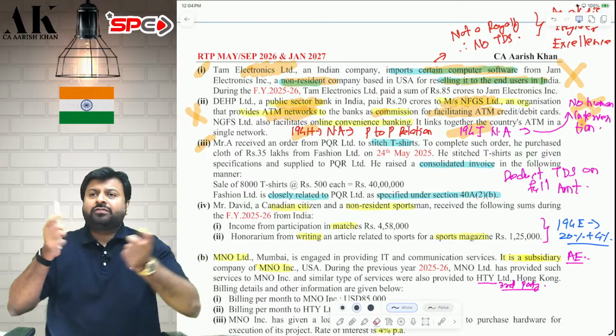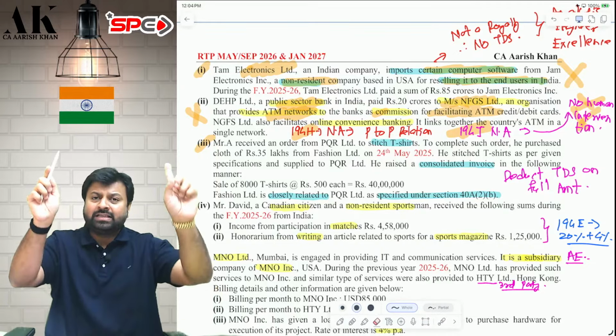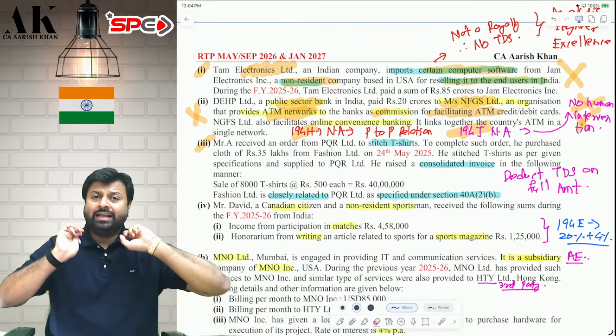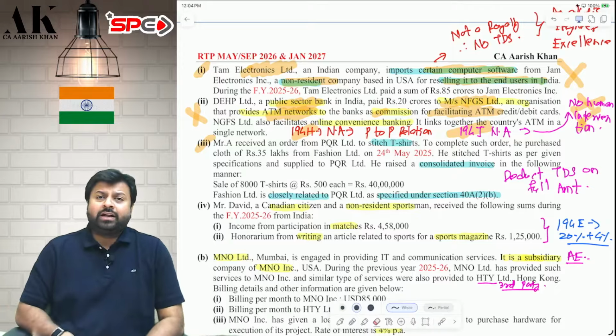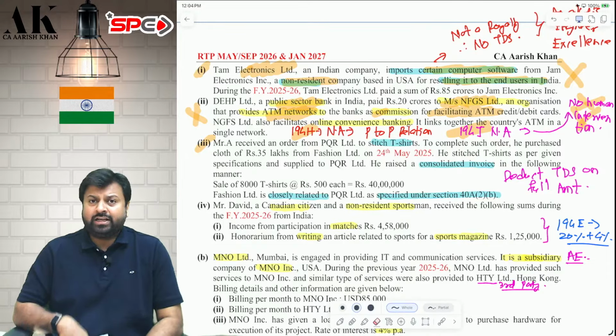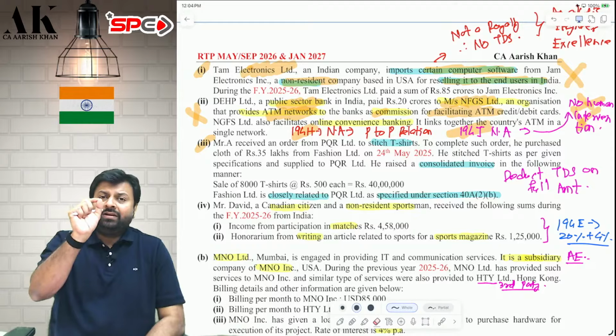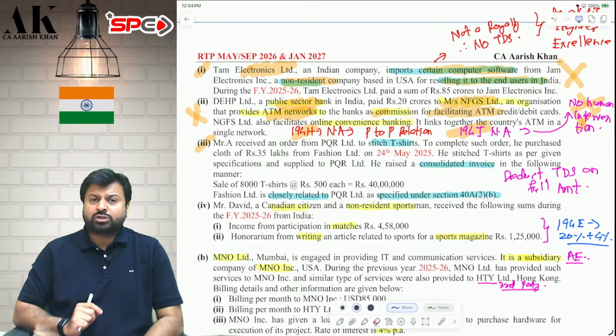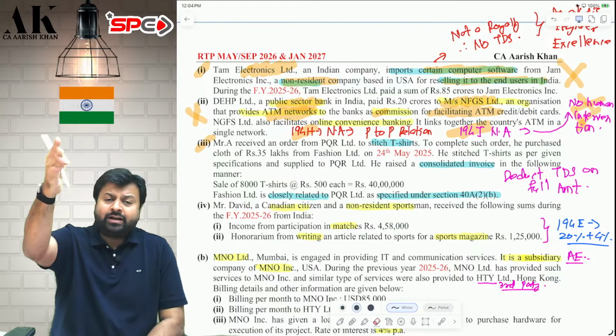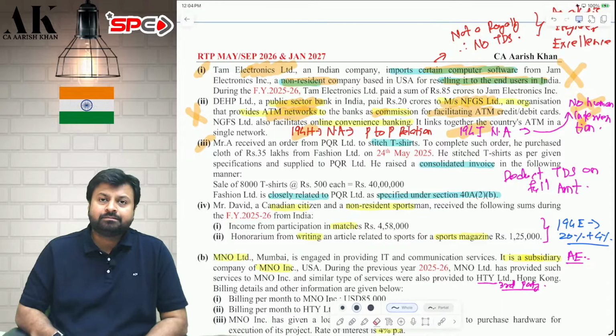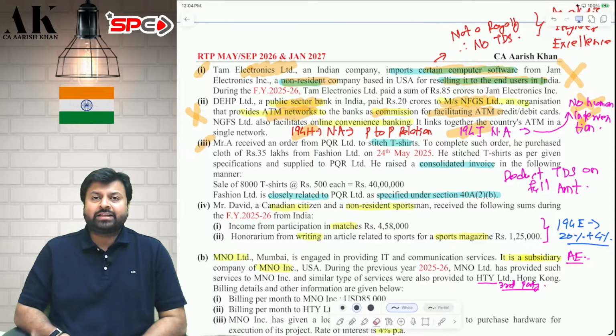So if you purchase cloth from me or from my associate enterprise, and if you stitch shirts for me, then whenever I make you a payment, I will deduct TDS. Now how much amount will I deduct TDS on? If you provide me a breakup, then I will deduct TDS on stitching charges, on the service portion. If you don't provide me a breakup, then I will deduct TDS on the entire amount.